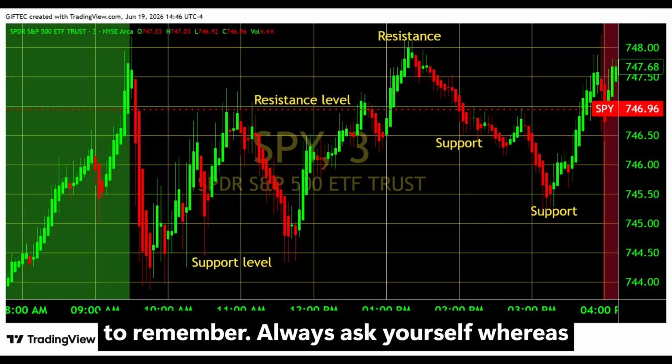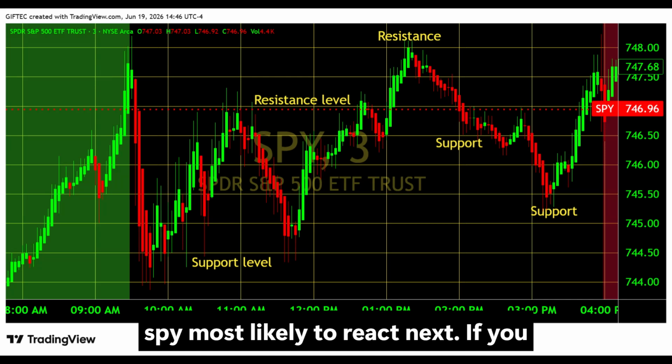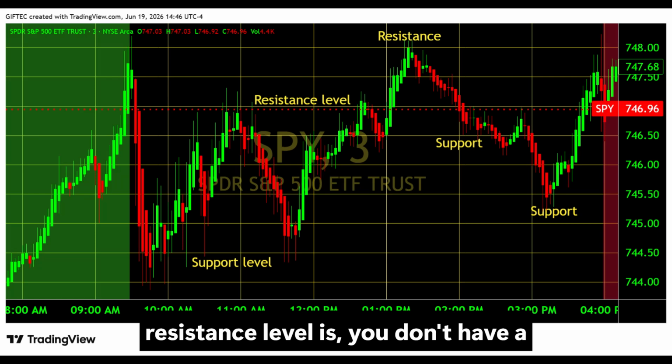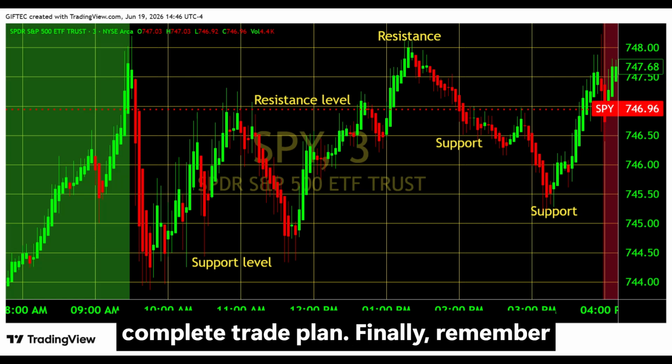Here's a simple rule to remember. Always ask yourself, where is SPY most likely to react next? If you don't know where the next key support or resistance level is, you don't have a complete trade plan.